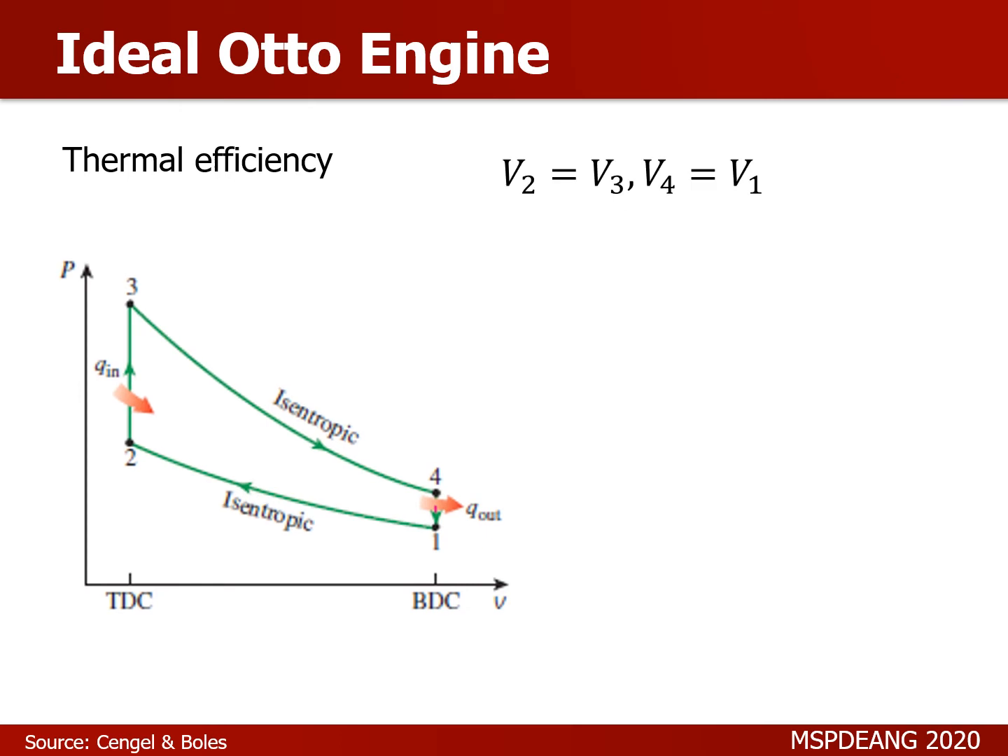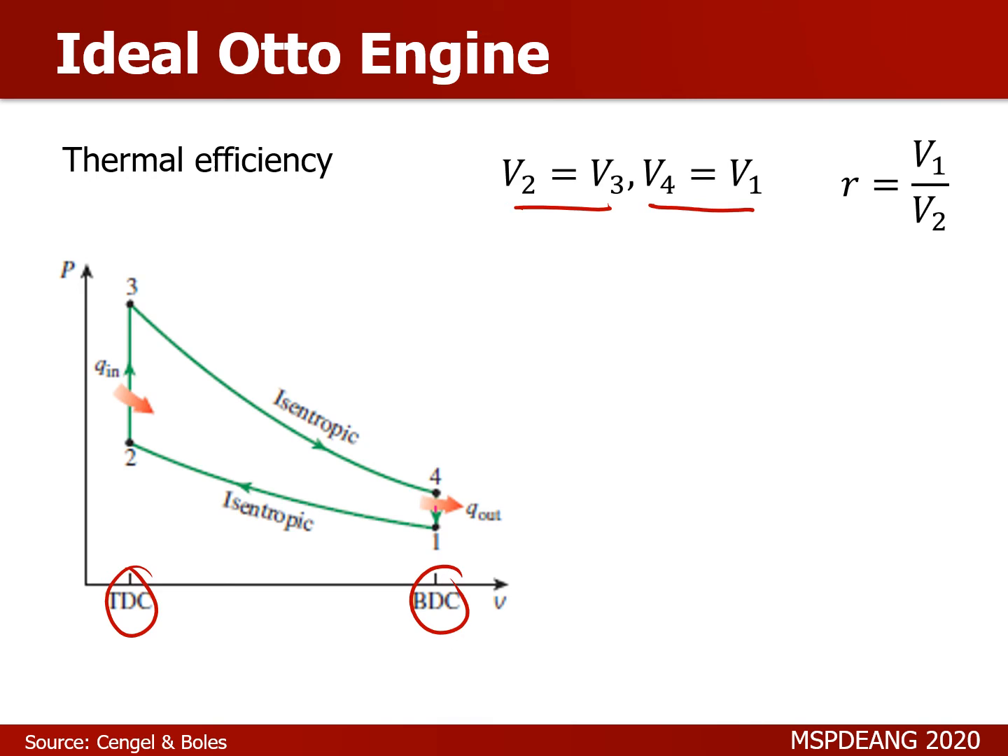Let us now try to develop a relationship between some of these temperatures through the relationship between the two volumes. Recall that your Otto cycle now operates between two fixed volumes, at your BDC and at your TDC. So V1 and V4 are the maximum possible volume, so they are equal. And the smallest volume is at the TDC where V2 is equal to V3. And we can now define your compression ratio, which is r is equal to V1 over V2.